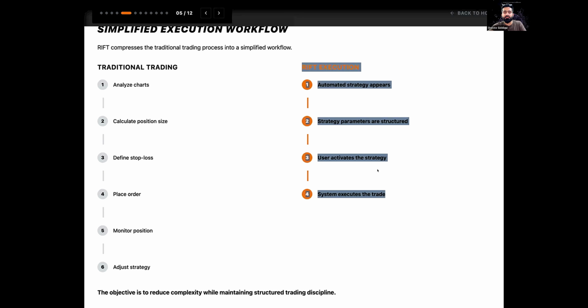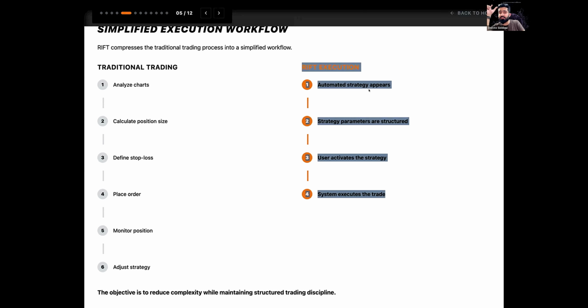There is an automated strategy that appears. I'm talking about manual trading here. This is the manual trading execution of Rift. An automated strategy appears in front of you. Then strategy parameters are structured in front of you. Then the user activates the strategy. You activate the strategy and the system executes your trade.